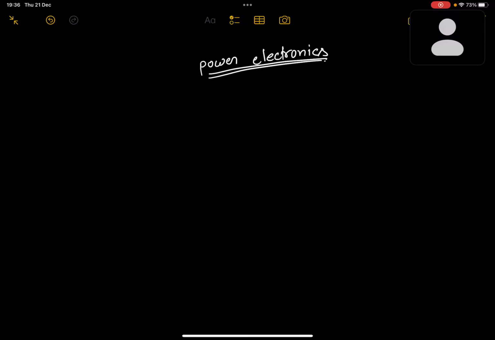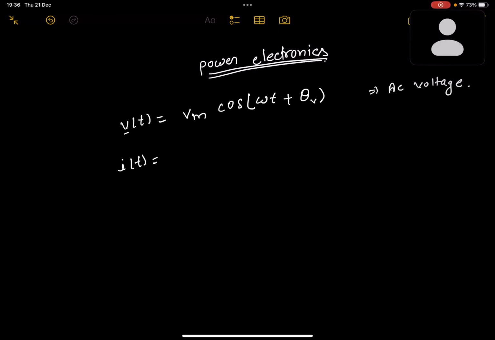AC voltage is always in the form Vm cos(omega t plus theta), where theta is the phase angle of the voltage V. This is the AC voltage. In a similar way, the current i(t) equals Im cos(omega t plus theta I). This is the AC current.